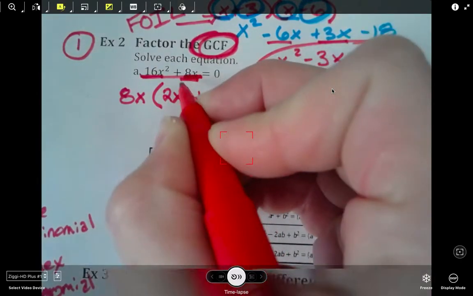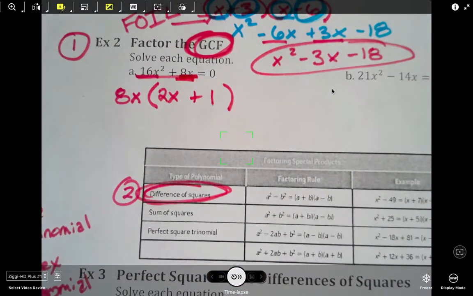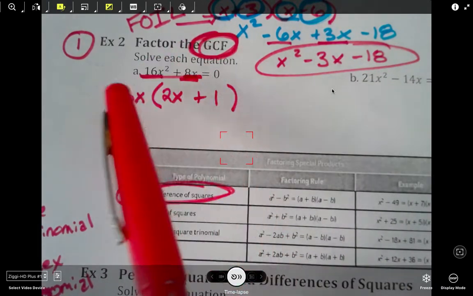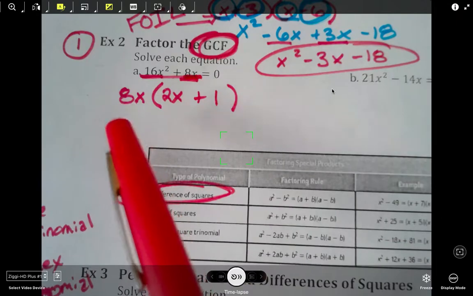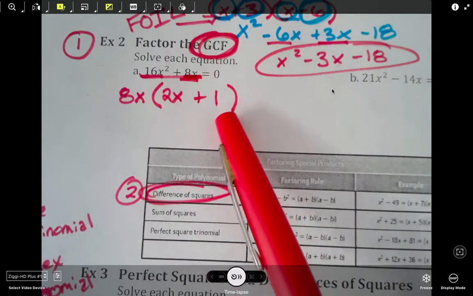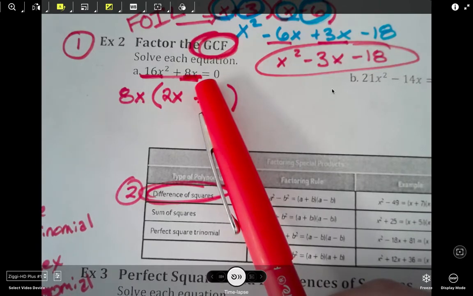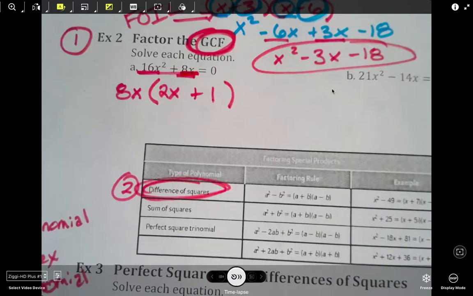If this is completely gone when you take it out, put a plus 1 in there still, because if I just mentally check, if I distribute that back through, 8x times 2x is 16x squared, 8x times 1 is 8x. If I put nothing here, then it would just be 16x squared, and there would be nothing left over, right? So you have to have a 1 to hold the place, right?